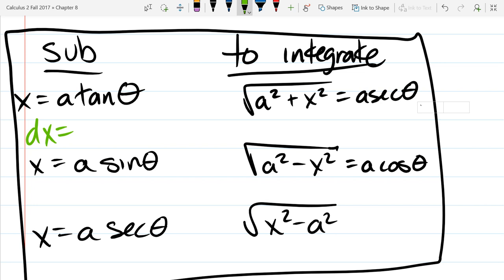Dx would be secant squared theta d theta if you wrote that down. I'm not going to write down all the dx's, but if you want to, it's a reasonable thing to put in your chart. You should be able to compute them real quick, though.